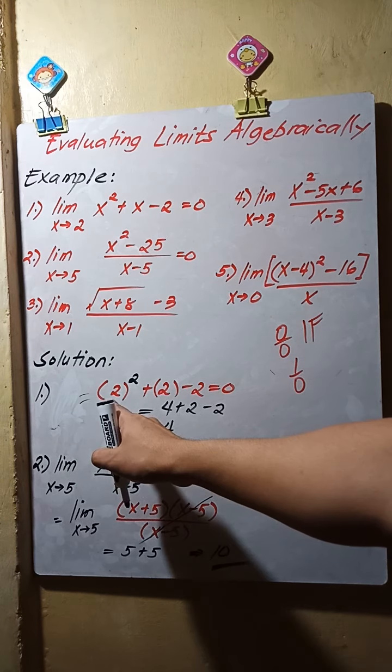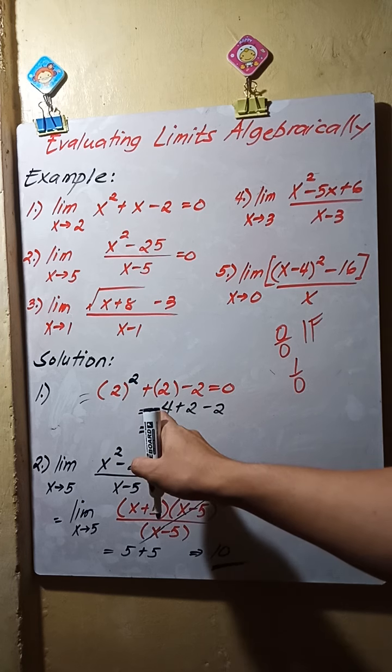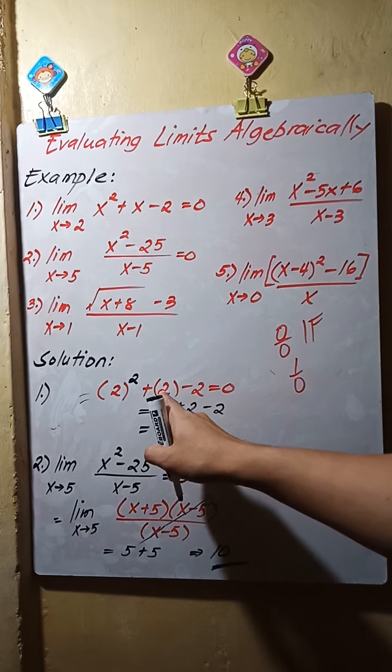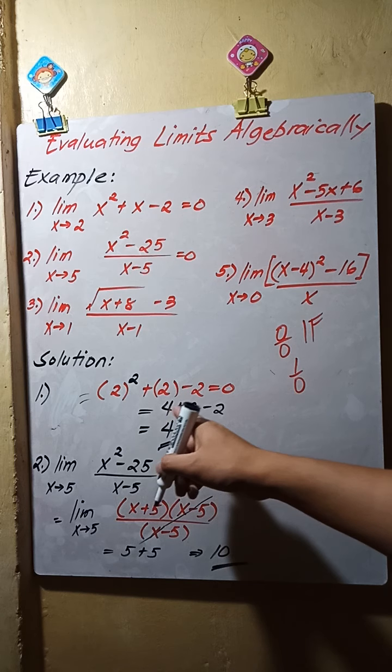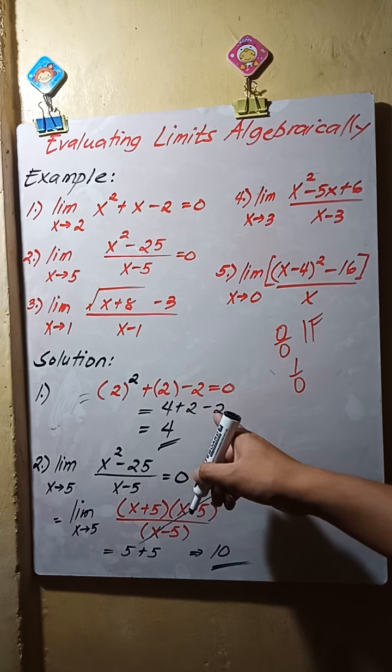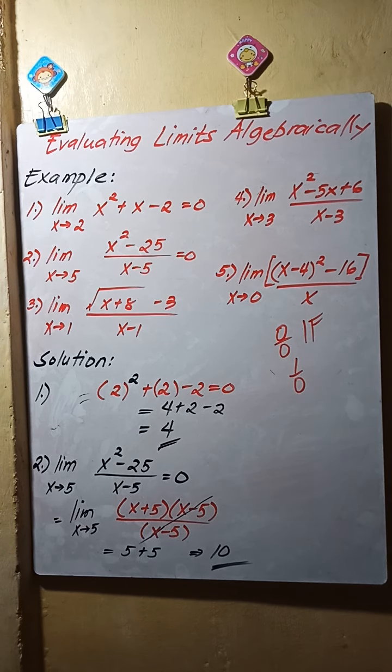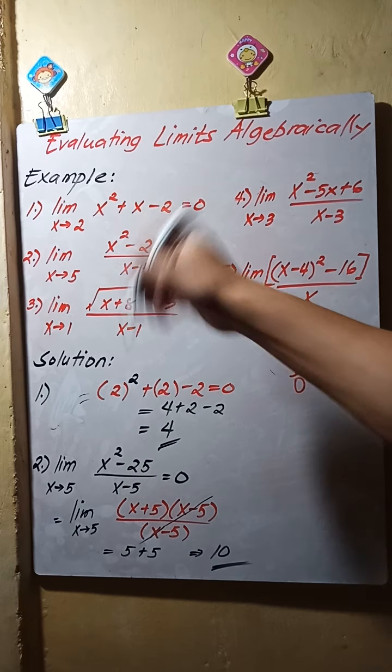So when x is 2, that is 2 raised to 2, that is 4. When x is 2, that is just 2. And then copy yung minus 2. And then 4 plus 2, that is just 6. Minus 2, that is just 4. So ayan yung first na problem, that is just equal by 4. So ilalagay lang natin whatever the values of x doon sa mga x value. So take note that kapag polynomial function, direct substitute lang siya.